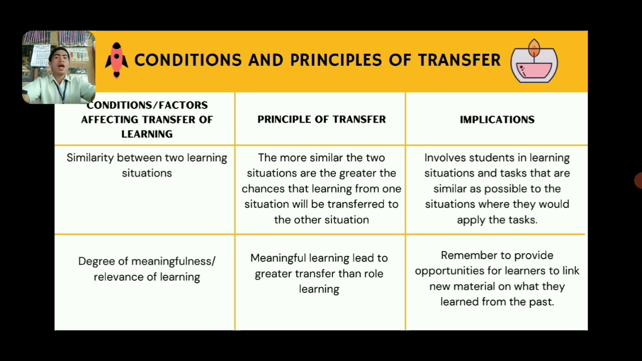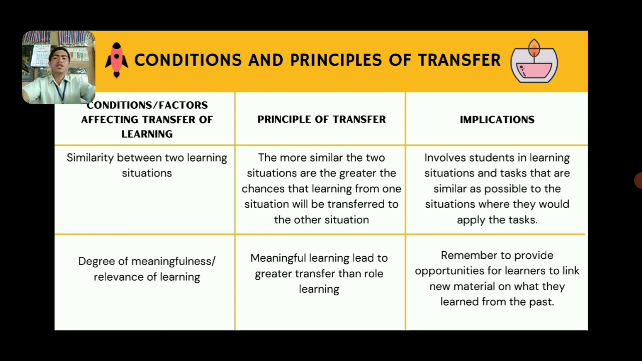The first condition or factor affecting the transfer of learning is the similarity between two learning situations. Its principle: the more similar the two situations are, the greater the chances that learning from one situation will be transferred to the other situation. Its implication is to involve students in learning situations and tasks that are as similar as possible to the situations where they would apply the task.